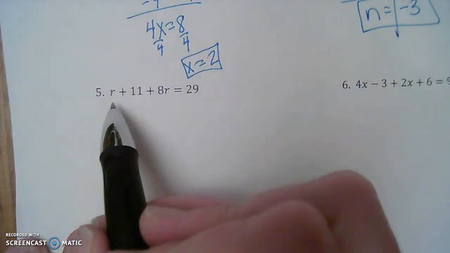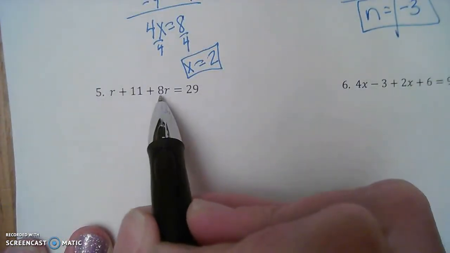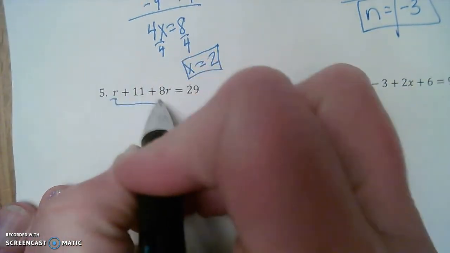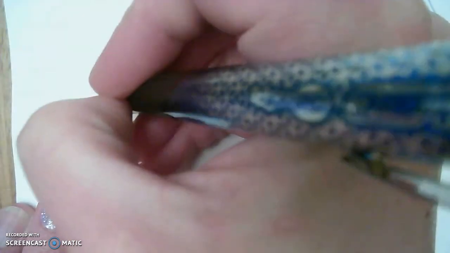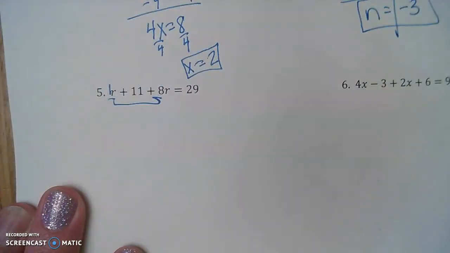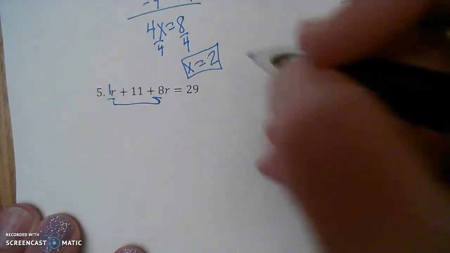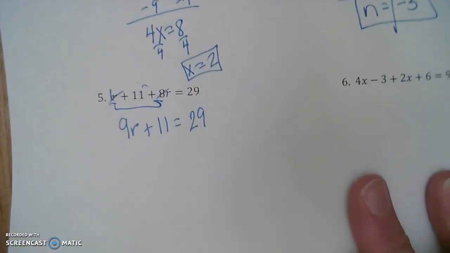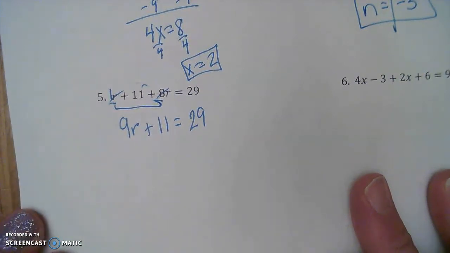All right, this one, r plus 11 plus 8r is equal to 29. So we have r plus 8r. Remember, if there's not a number in front, we can put a 1. So 1r plus 8r is 9r. Those are gone. You still need the plus 11 is equal to 29. 9r plus 11 is equal to 29.